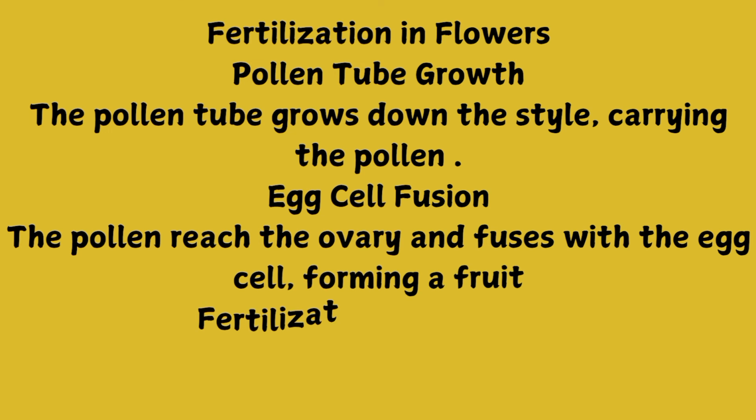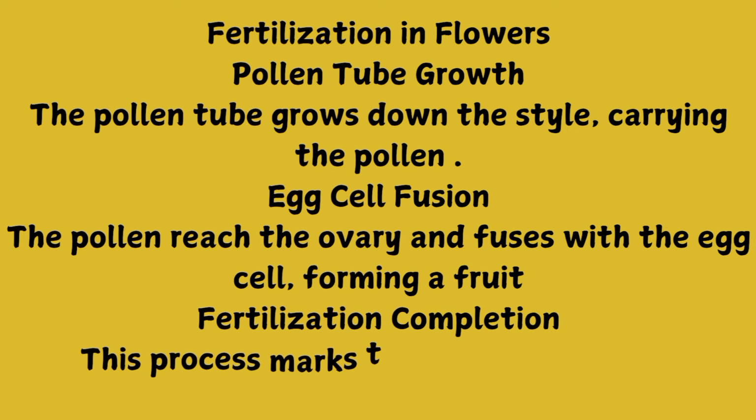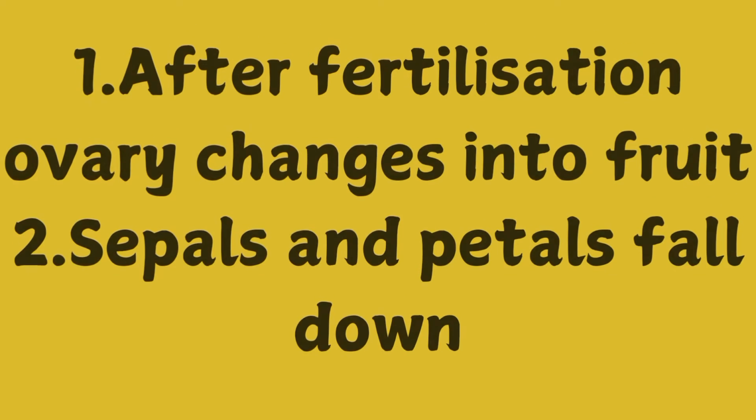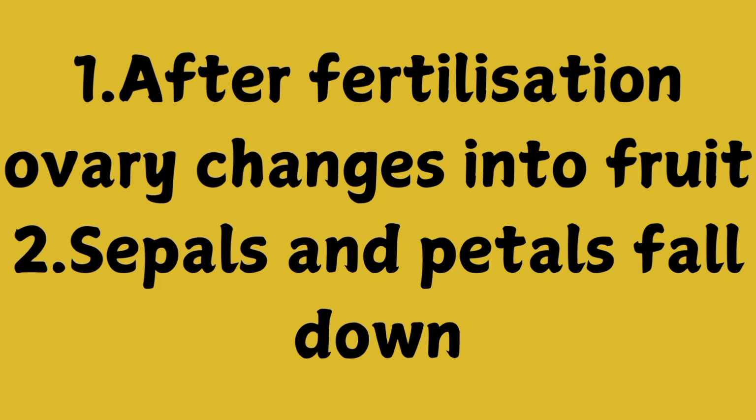The pollen tube grows down the style carrying the pollen. The pollen reaches the ovary and fuses with the egg. This process marks the beginning of seed development. What happens after fertilization? After fertilization, the petals and sepals of the flower usually fall off. The ovary grows and develops into a new fruit, while the ovules become seeds, and this completes the cycle of reproduction.